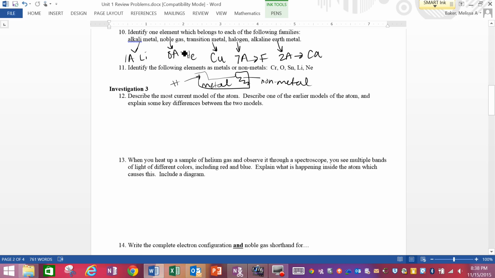Okay, so looking these up, chromium's to the left, so it's a metal. Oxygen's to the right, it's a non-metal. Tin is to the left, it's a metal, so is lithium. And neon is to the right, so it's a non-metal. Now you might be saying, what about the metalloids? Those are things that border the zigzag, they're touching that zigzag. Those have properties of both.